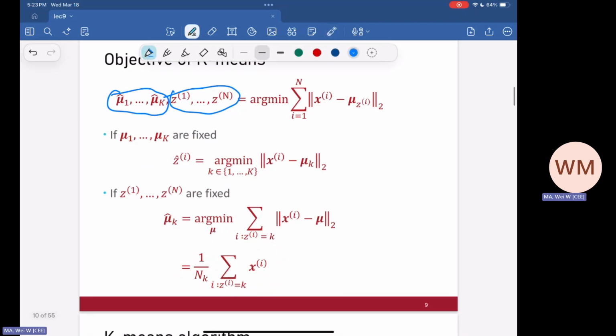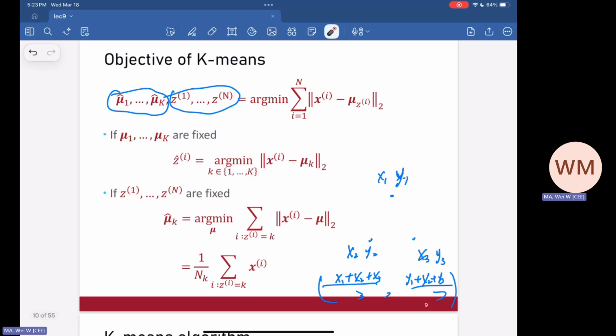So maybe the question: given 3 points, x1, y1, x2, y2, and x3, y3, what is the center? The center is (x1 plus x2 plus x3) divided by 3, (y1 plus y2 plus y3) divided by 3. So here you just sum all the xi that belong to k, and nk is the number of data in k. So this directly gives you the center.